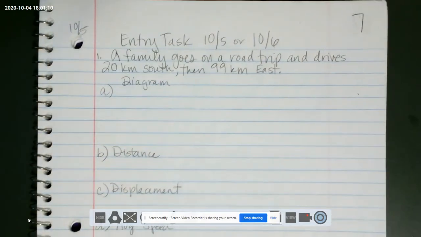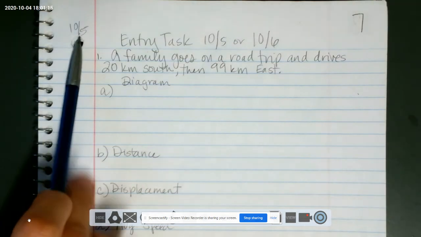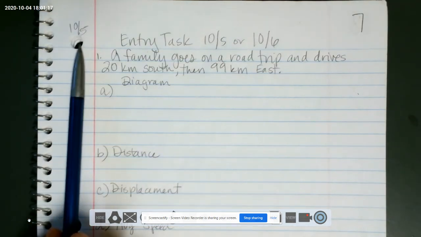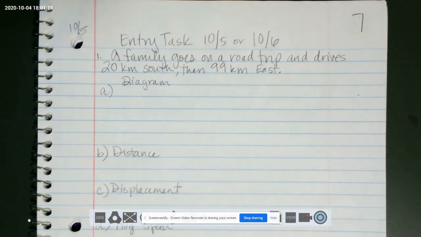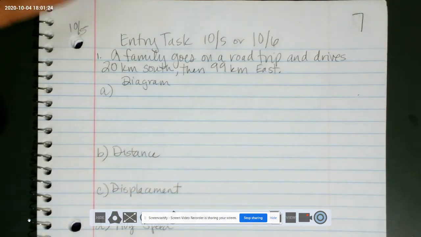Okay, so we're going to solve the entry task for today. Remember, depending on if you have Monday's class or Tuesday's, your date will be 10/5 or 10/6. And I have mine on page 7. So don't forget, if we use the whole page, you can pop that into your table of contents.